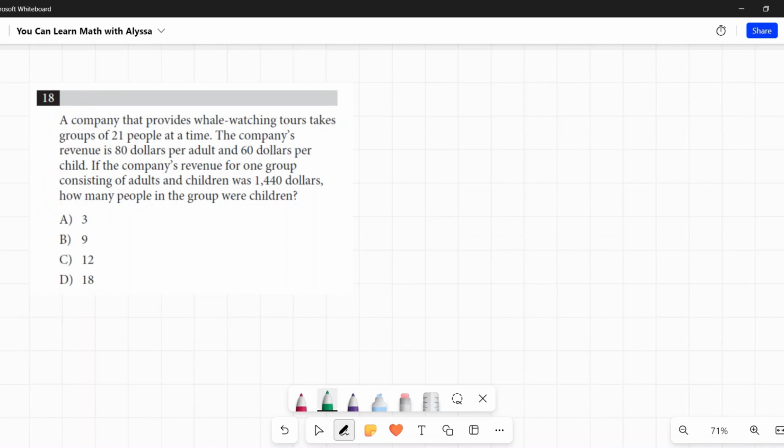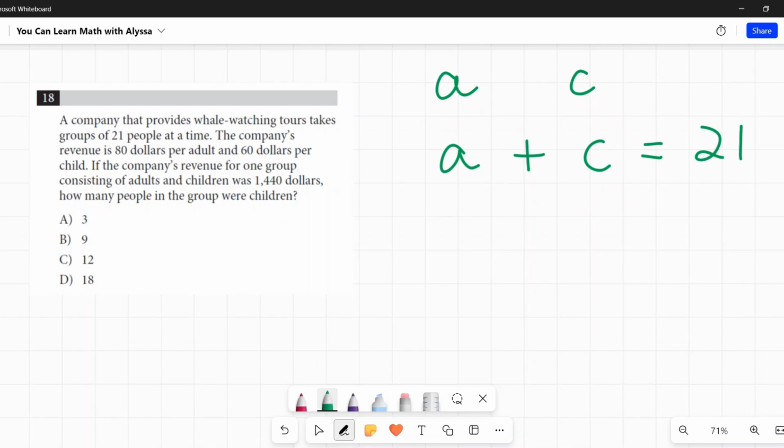Okay, we know there are adults and children, so I'm going to use A and C as my two variables. The group is 21 people at a time, so I know the total, if I add adults and children together, is going to be 21. I don't know how many of each, but together it's 21.